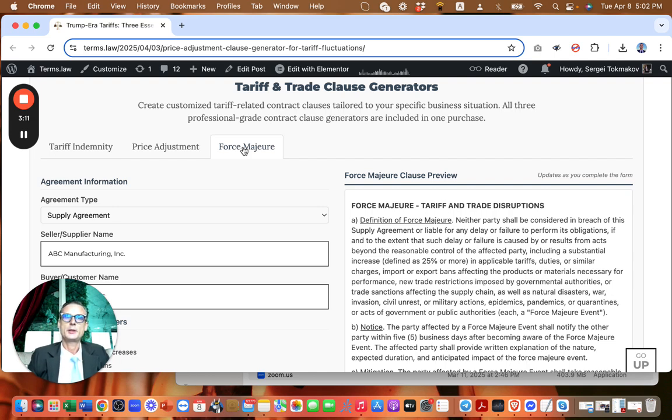The tariff fluctuations are sort of like price fluctuations. They're supposed to be borne by the party that is contractually obligated to carry this risk, unless they have a special carve-out for counting tariffs as a force majeure event, which is what this clause does. So let's go through three of them, one after another.